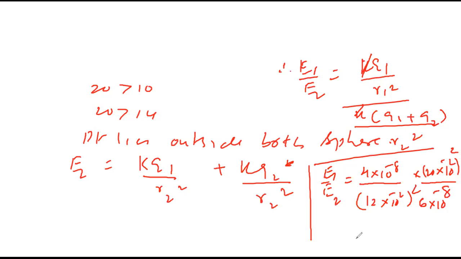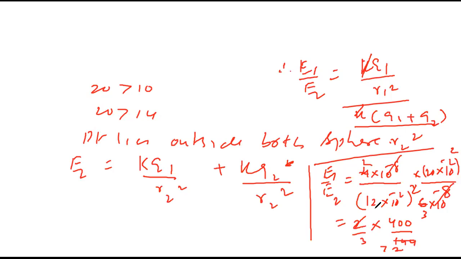I hope you all again follow till this. 10 raised to minus 8 cancel. So this will be 2 2s are 4, 2 3s are 6. So 2 by 3 into 20 square will become 400 upon 144. So 2 into 72. Clear this much?